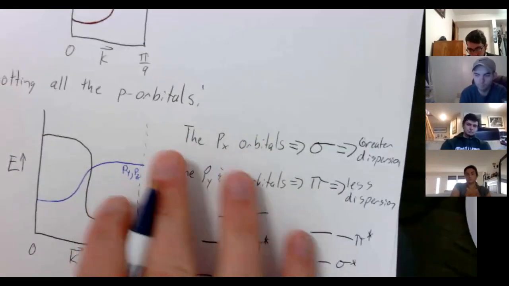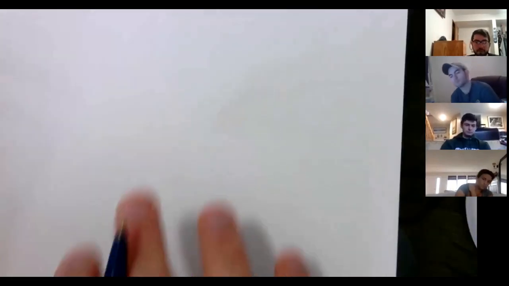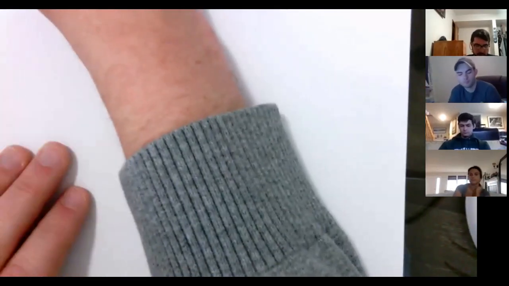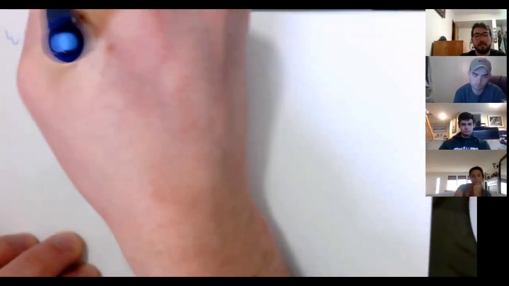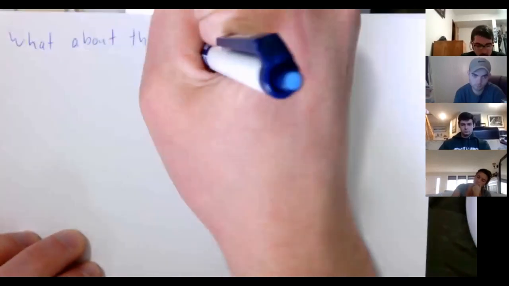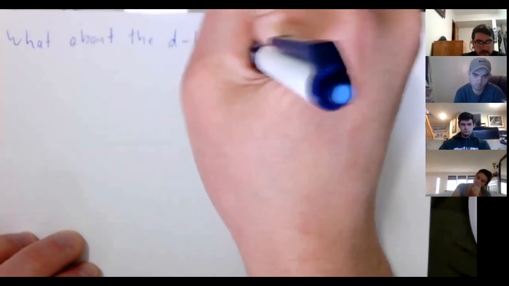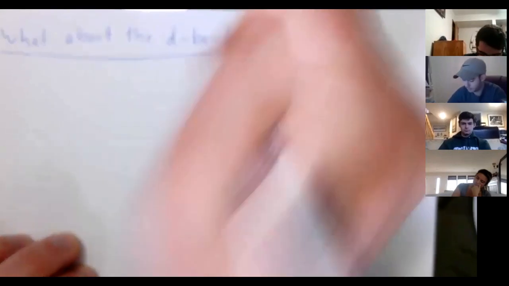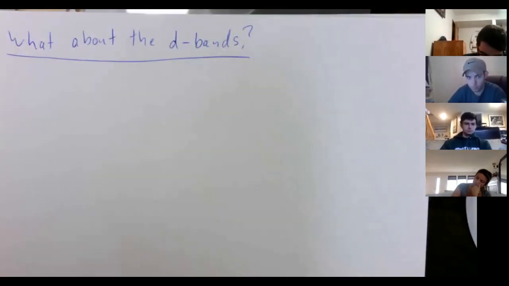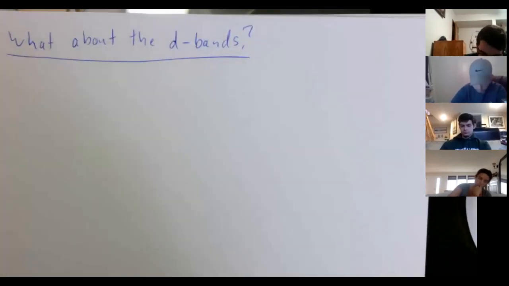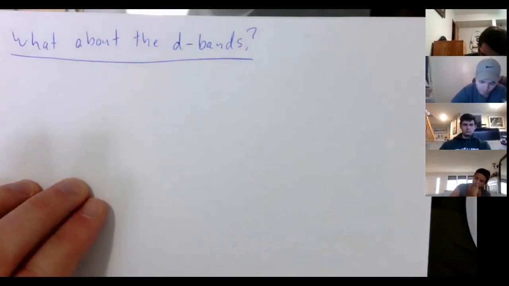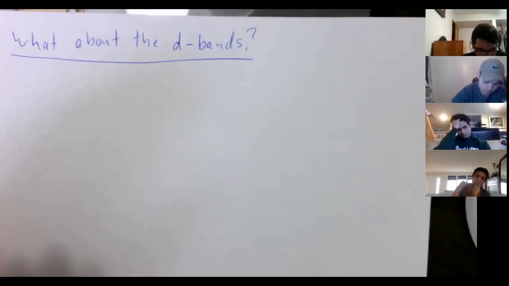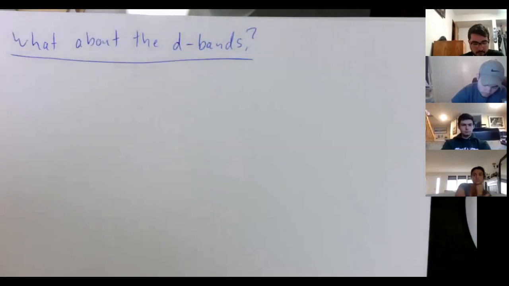Okay, so let's talk about the d bands then. Am I okay to move this out of the way? Yeah. Well, so what about the d bands? Okay. How are we doing on time? We're okay, we got lots done. All right, so what we're going to do is assume we have a chain of a d8 atom. Let's go with platinum.